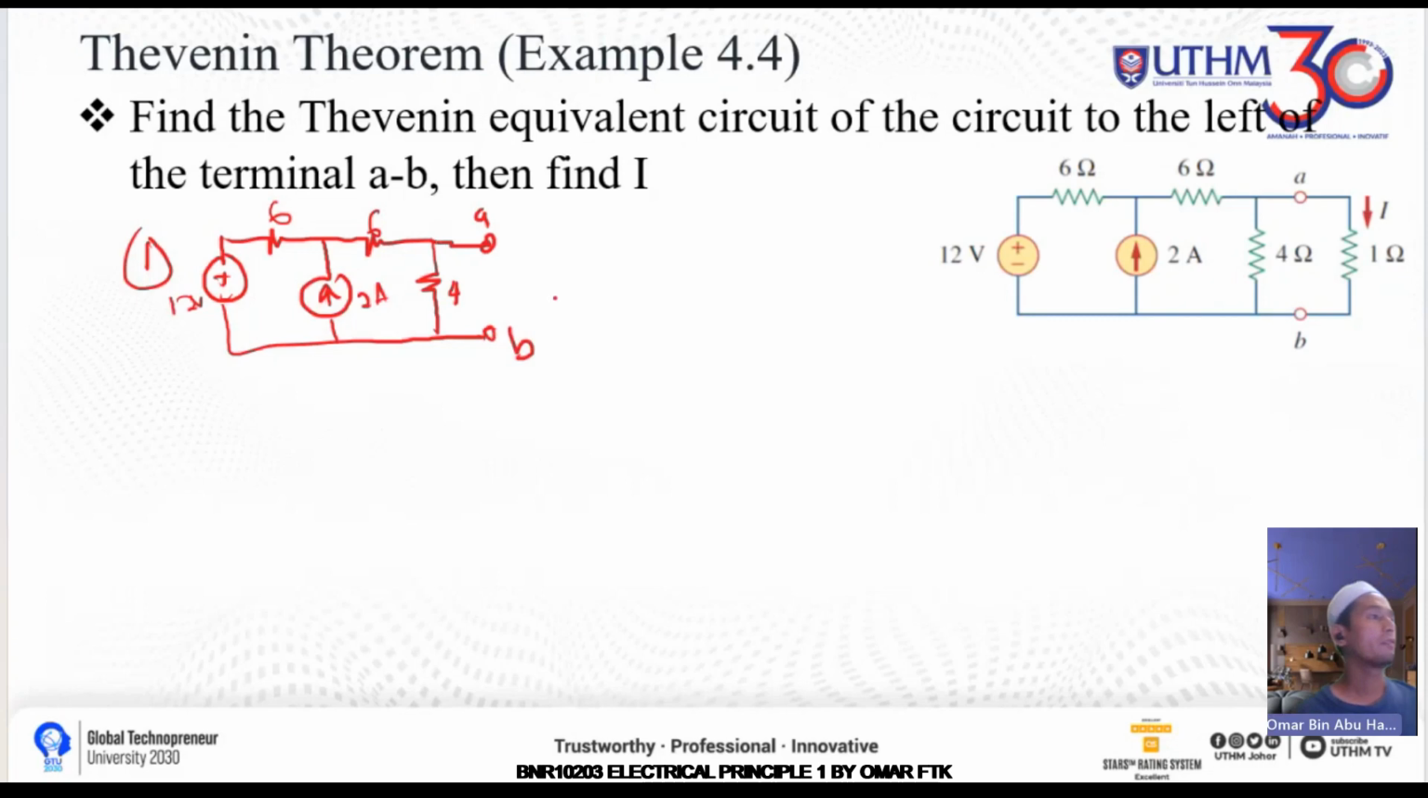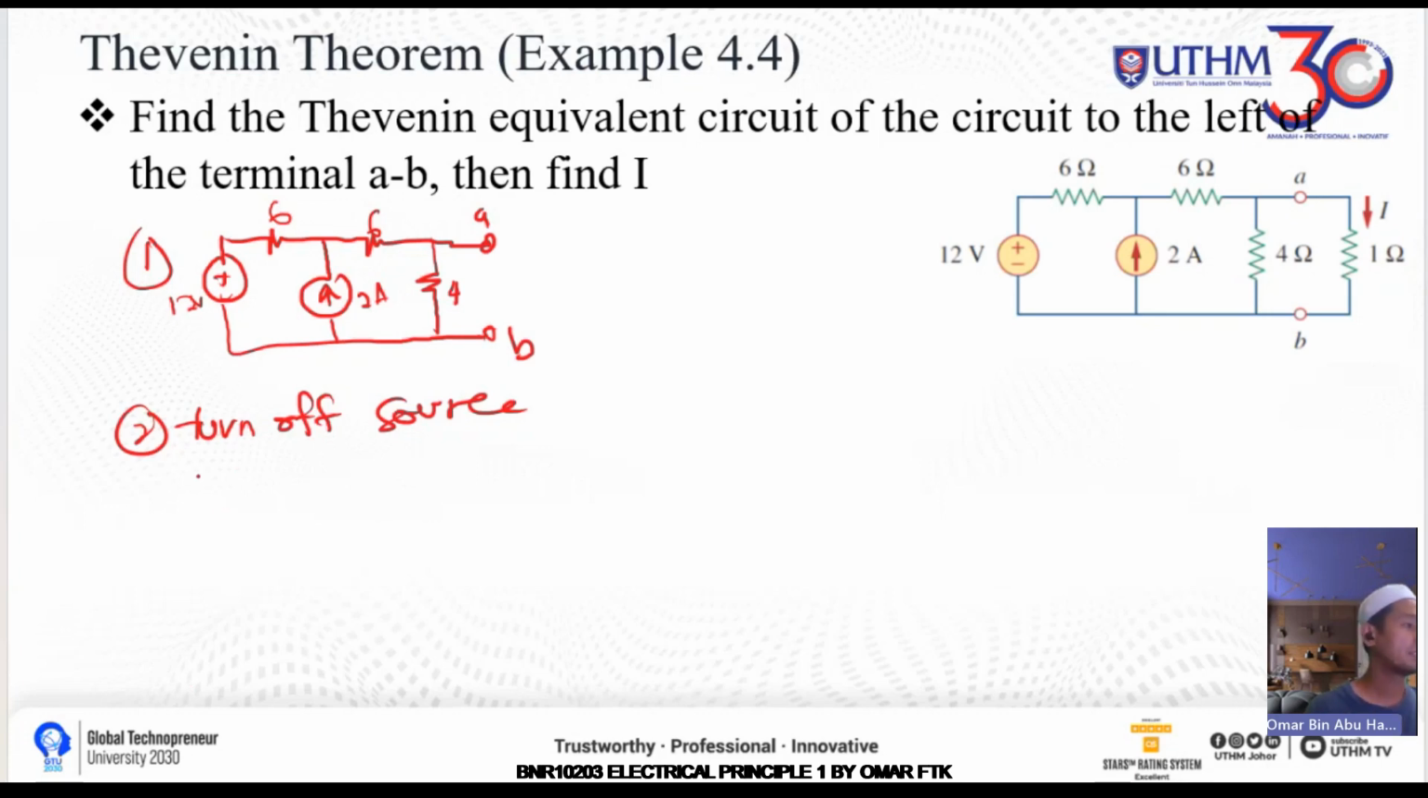So first you remove the load. I already removed the load. And then the second one you have to turn off the source. How to turn off the source? For the voltage source, you have to short circuit it. For the current source, you have to open circuit.